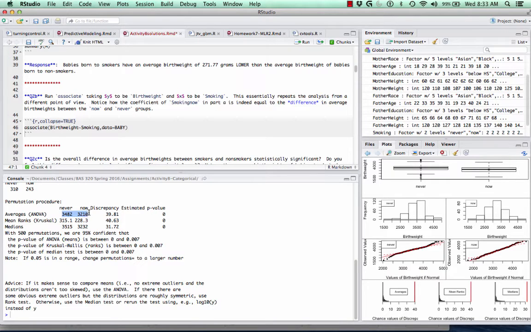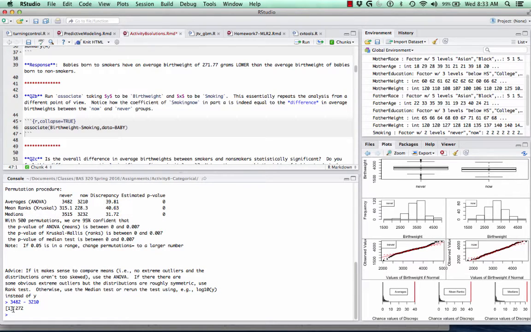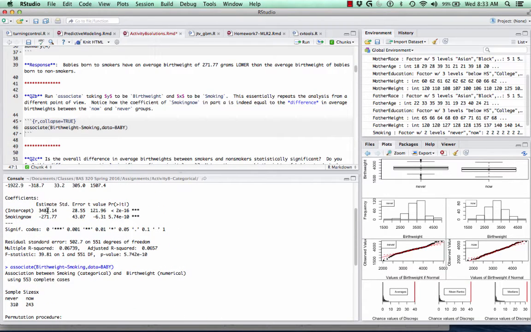What we see is that the difference in averages here, 3482 minus 3210, if we just subtract this, is 272, which is the difference in the average birth weights that we found with the simple linear regression. So same story, just a slightly different approach.